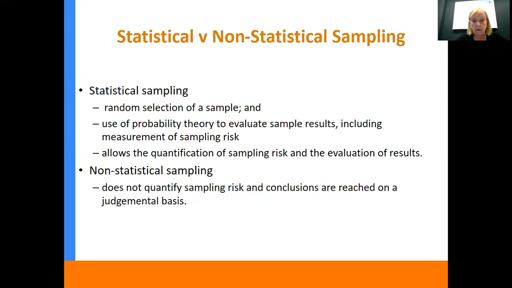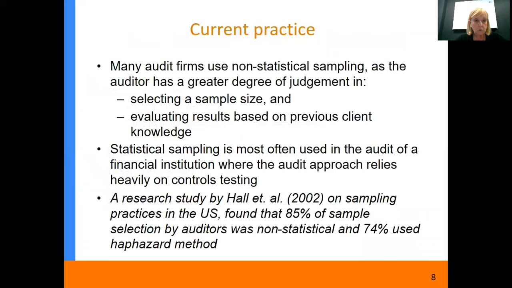And in many instances, the auditor will choose non-statistical sampling. In fact, that is the most common form of sampling in auditing. And there's a study that I refer to on this slide that was done in 2002 that found in the US 85% of sample selections were actually non-statistical.